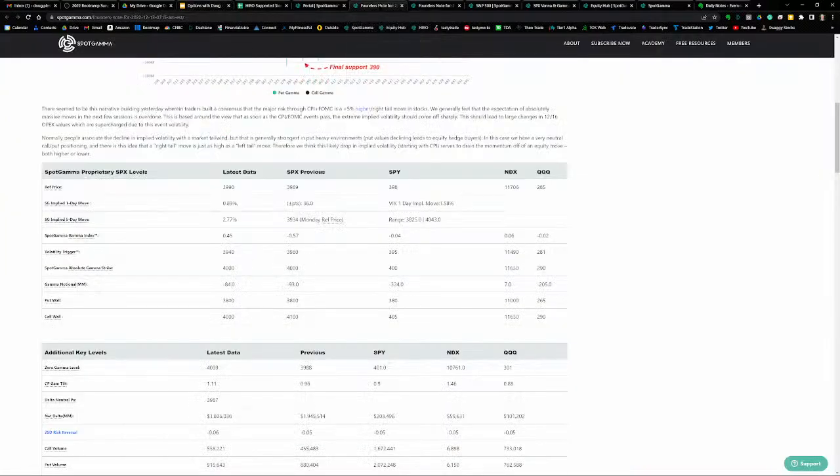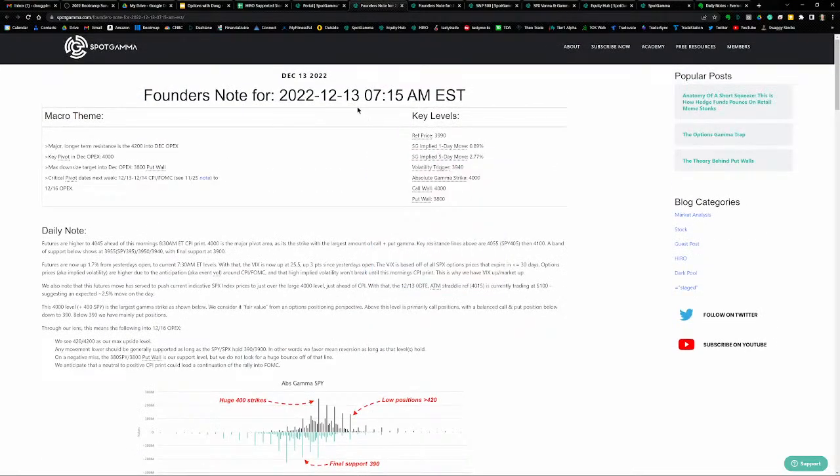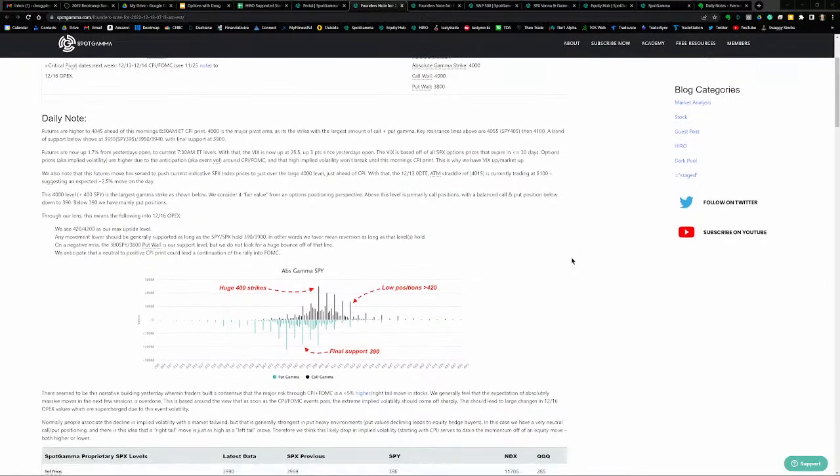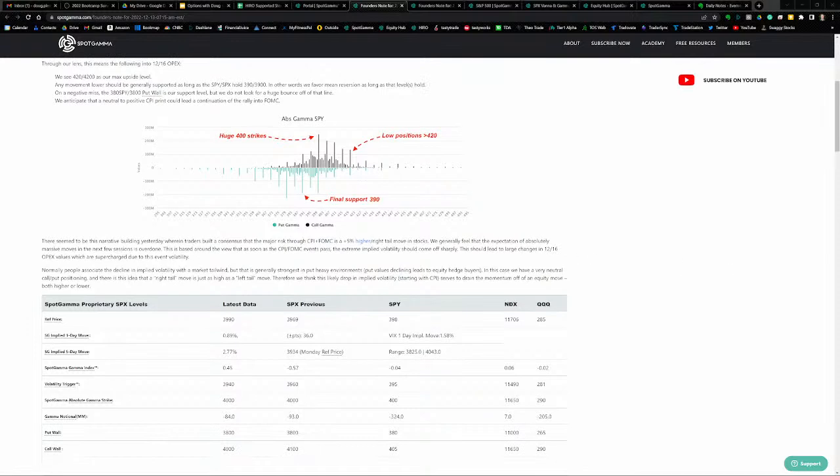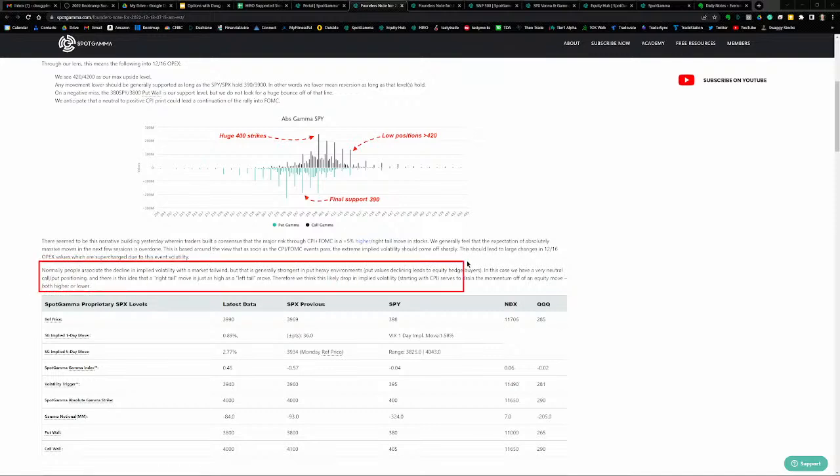This is the Spotgamma founder's note for yesterday. You'll note this is 12/13, so this is the AM report yesterday. And I pointed out, first of all, this note that was very important, kind of summarized what the data confirmed.